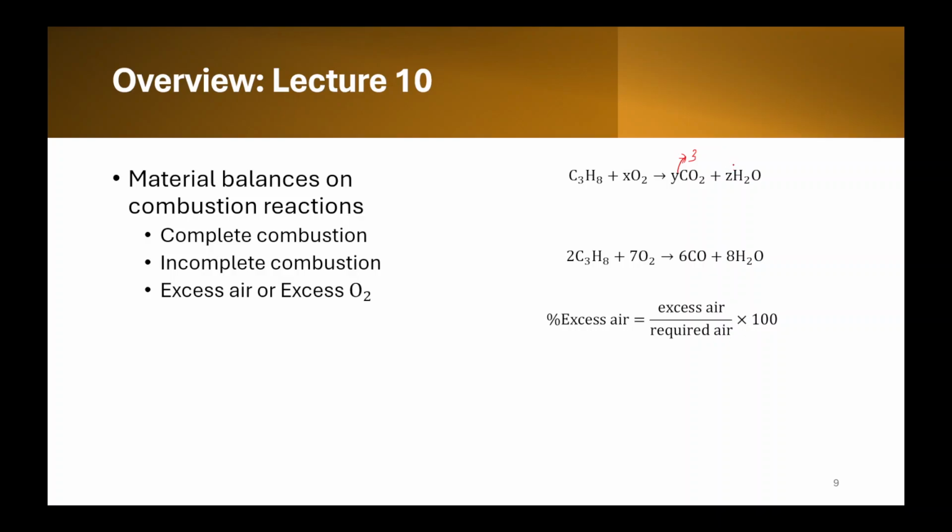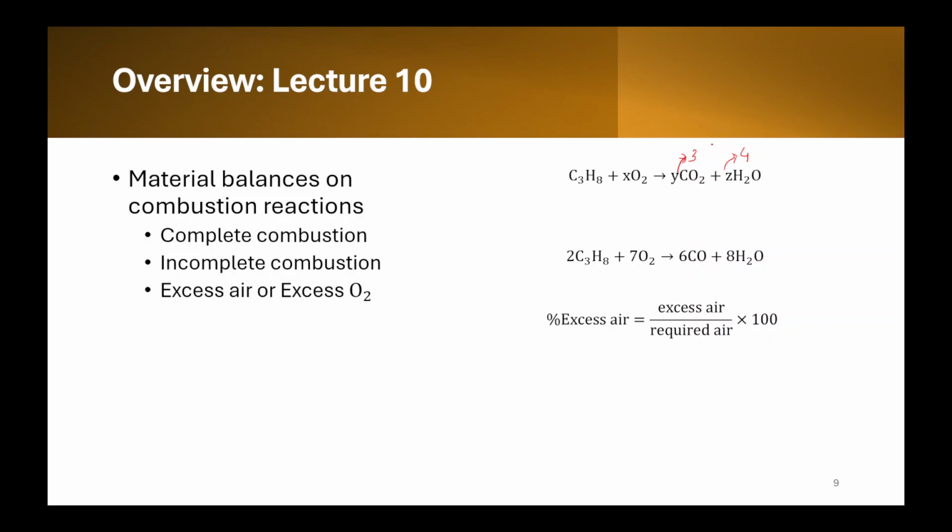Now what will be the value of Z? As H is 8 here and we already have H2, this will be 4 into 2. So Z will be 4. We need to balance whatever H is here. So H is 8 times, and this will be 4 into 2 H, again 8 times. So this is 3 and 4. Firstly, you get 3 moles of CO2 and 4 moles of H2O.